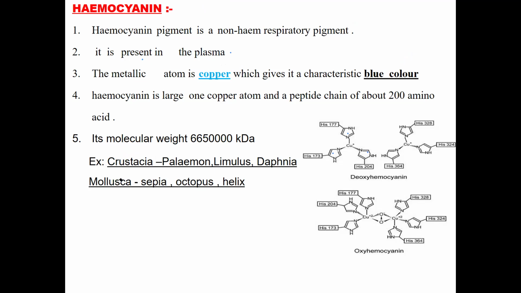They carry oxygen from the respiratory organs to the body cells through the blood. They are mostly present in either blood, coelomic fluid, or body fluid. Hemocyanin is present in the plasma. Its metallic ion is copper. It is a blue color pigment. Examples are crustacea and mollusca particularly: cephalopods, Sepia, Octopus, Helix, and crustaceans like Palinurus, Limulus, Daphnia. Examples of this are very, very important. You should remember this.